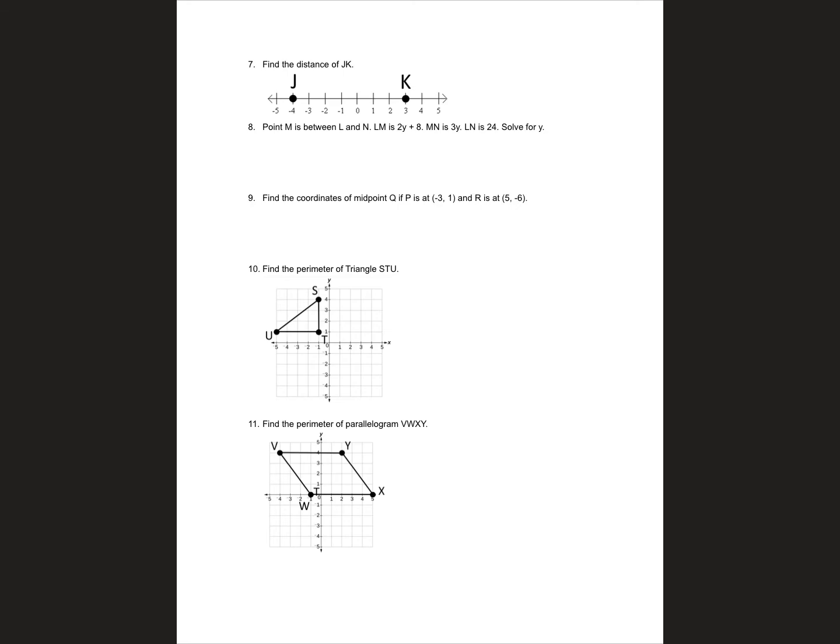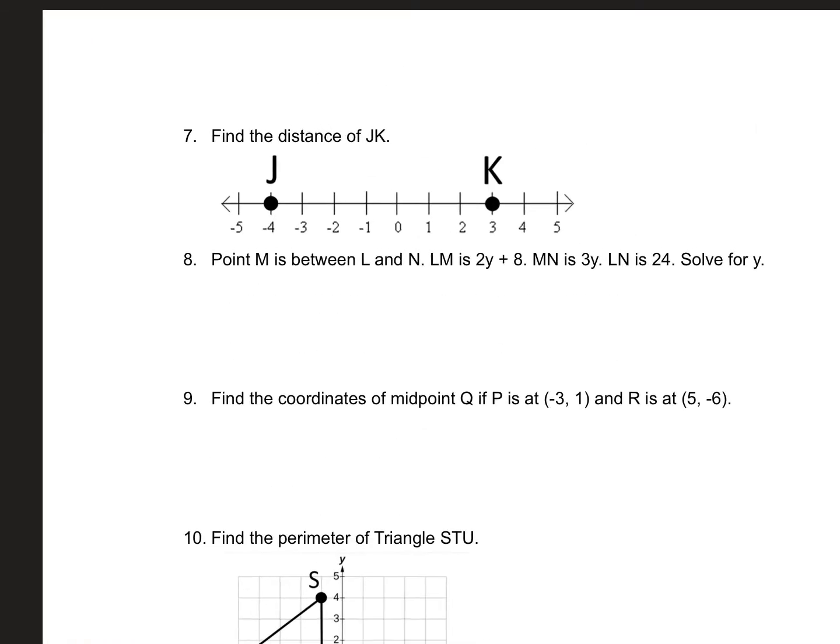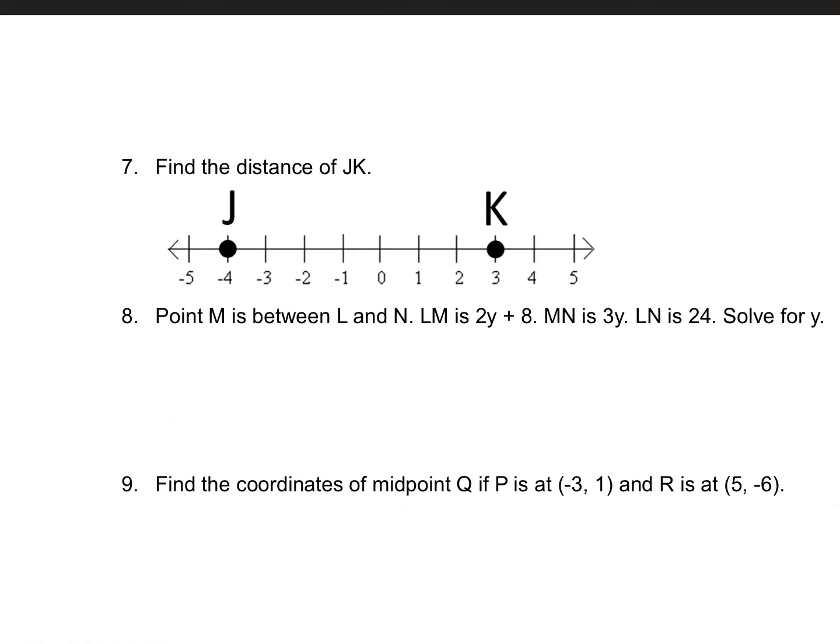Moving over to the back side of this page, we are looking at finding the distance of JK. And so the distance of JK, it's on a number line, y'all. The easiest one is when it's on a number line because all we are doing is counting the spaces. So we have 1, 2, 3, 4, 5, 6, 7. So the distance here is 7.